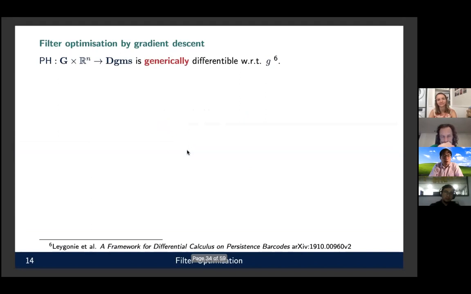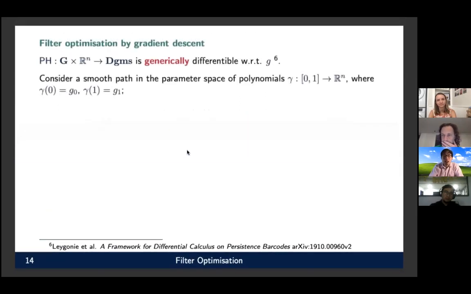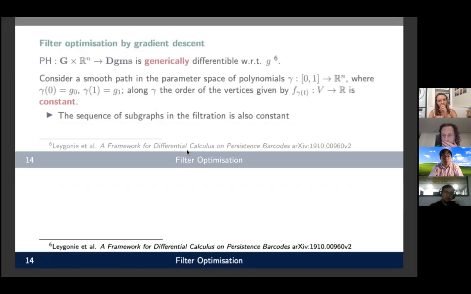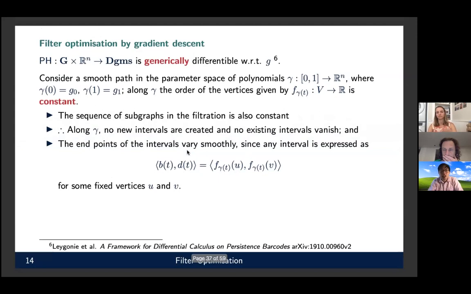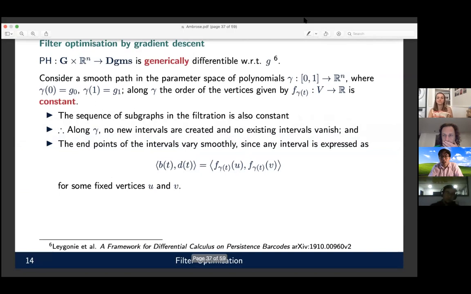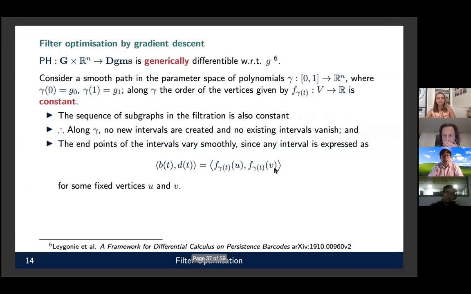And it turns out this map to persistent homology is generically differentiable with respect to G, whereby generically, I mean it is differentiable almost everywhere in your parameter space. And where it is not differentiable, where gradients are not defined, is measure 0. The way to think about this is, let's say we have a path in this space of polynomials, gamma. And along this path, the order of the vertices given by the polynomials is constant. And therefore, the sequence of subgraphs in the filtration is also constant. As such, no new intervals are created and no existing intervals vanish in this filtration. And therefore, what really happens when you move along this path in parameter space is that the endpoints of your intervals vary smoothly.